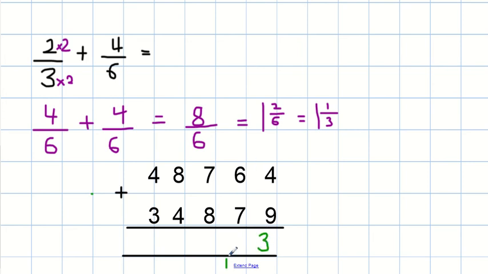Now I can do 6 and 1, which would give me 7, and I know 2 7s are 14, so a little bit more of an efficient method. Again, I know 7 and 1 is 8, and I know 2 8s would be 16. So I'm just looking for those quick and easy methods. 8, 4 and 1 would be 13. Again, I know 3 and 1 is 4, and 2 4s would be 8.